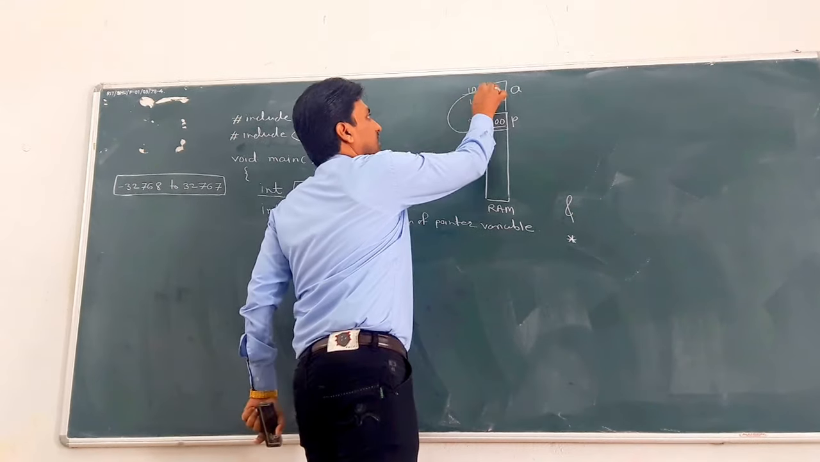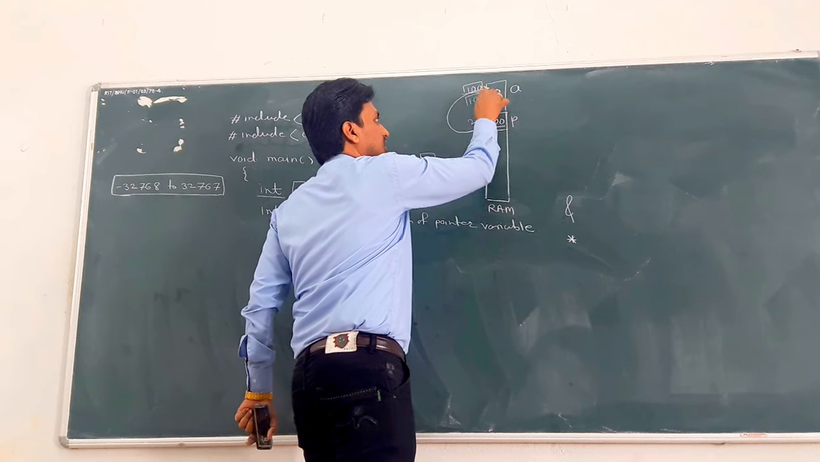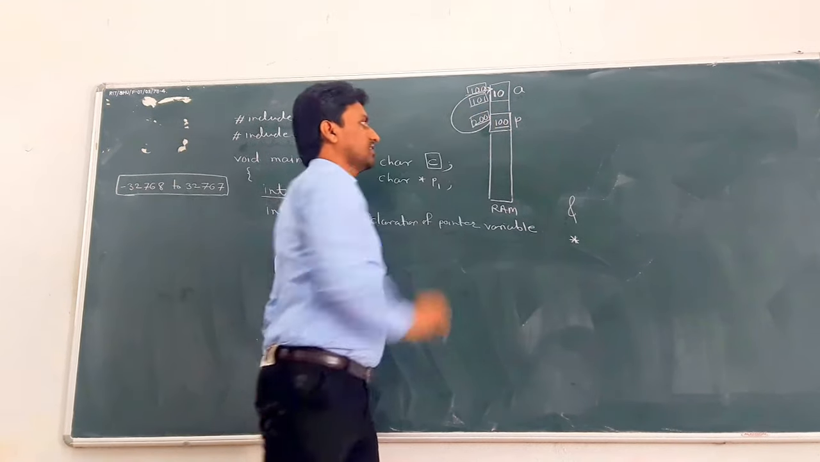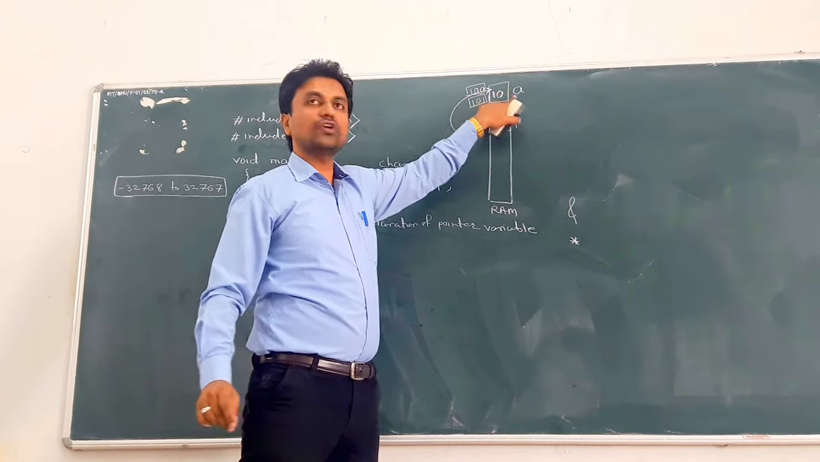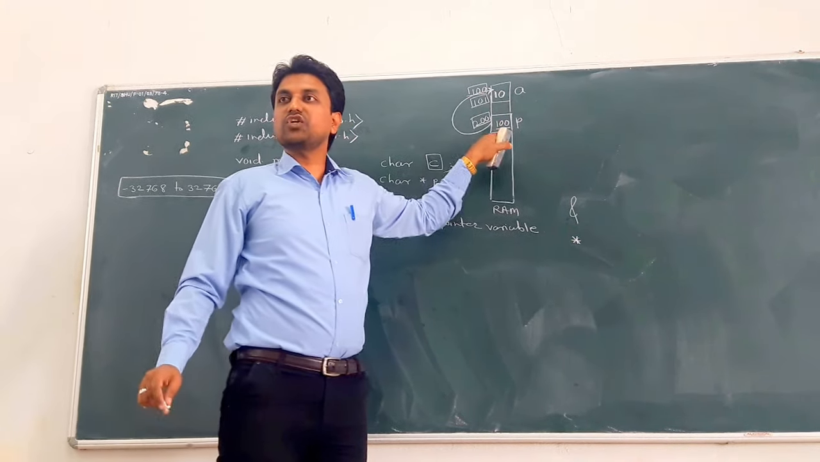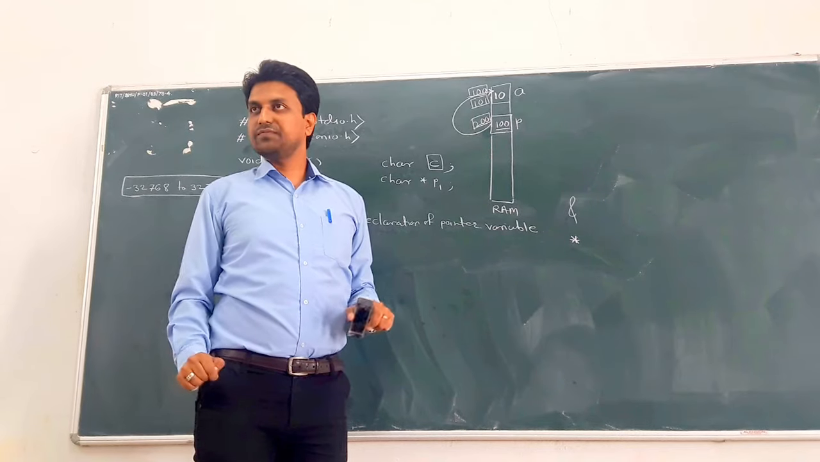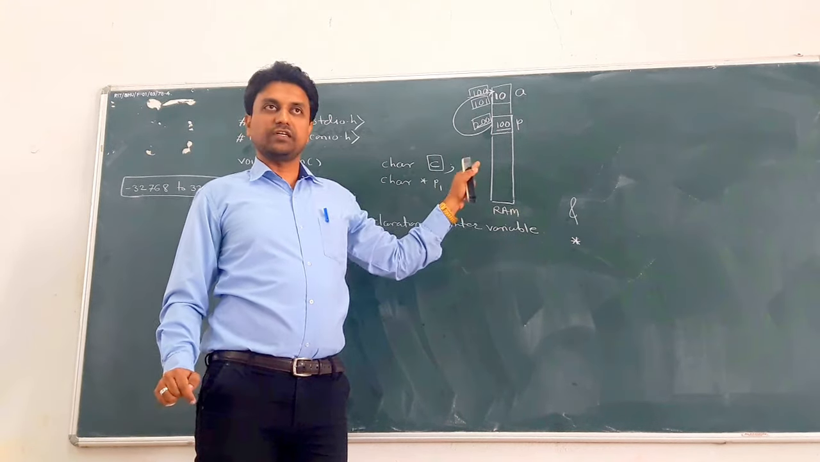Okay, so 100 is the address, 101 is the address, 200 is the address. So P stores what? The address of A, which means P points to the variable A. So P is called a pointer. That's why it is called a pointer.